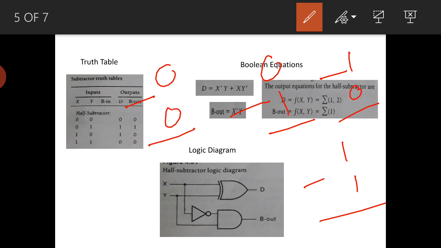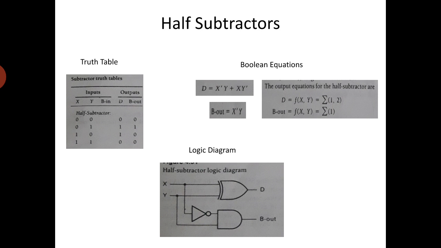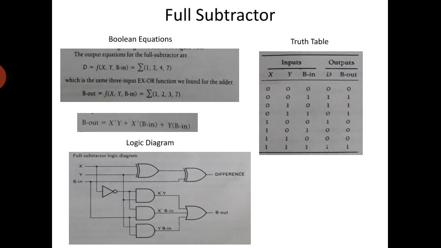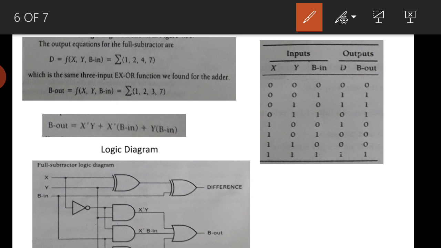Okay, so if you remember this, then the full subtractor will be easy to understand. After seeing the half subtractor, we need to see the full subtractor here. As we explained for the full adder, the full subtractor is nothing but again 3 bits of subtraction, 3 variables with a single bit.